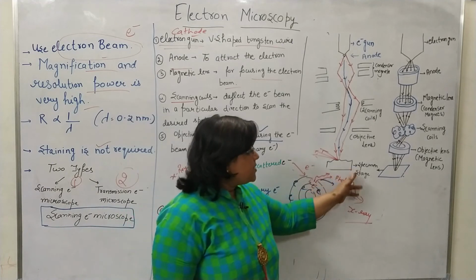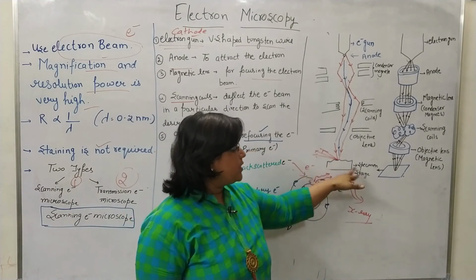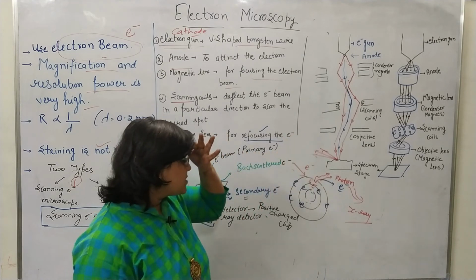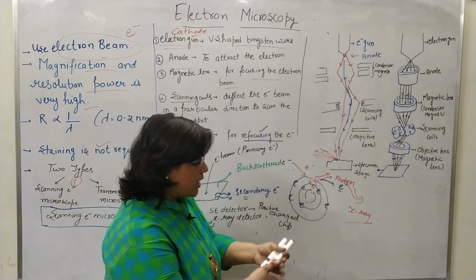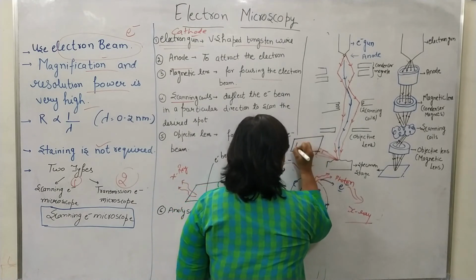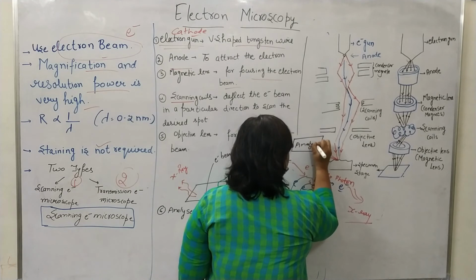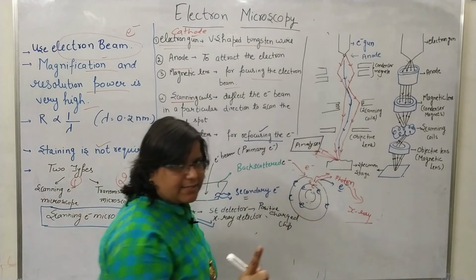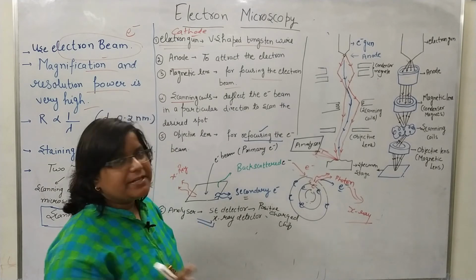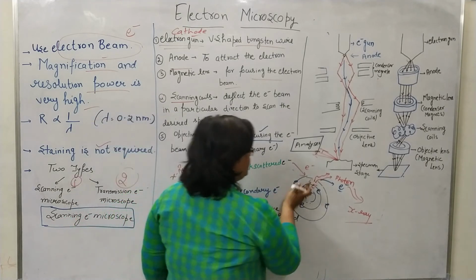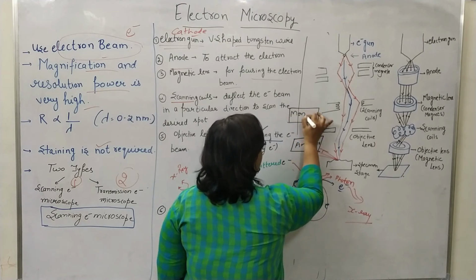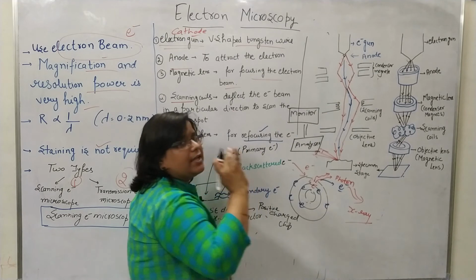Here I have shown the specimen stage, and the secondary electron, backscattered electron and X-ray detectors are present in the form of an analyzer. In the analyzer, the SE detector, meaning the secondary electron detector, and the X-ray detectors are present. Now this analyzer is attached to the monitor, and on the monitor we can show the image.